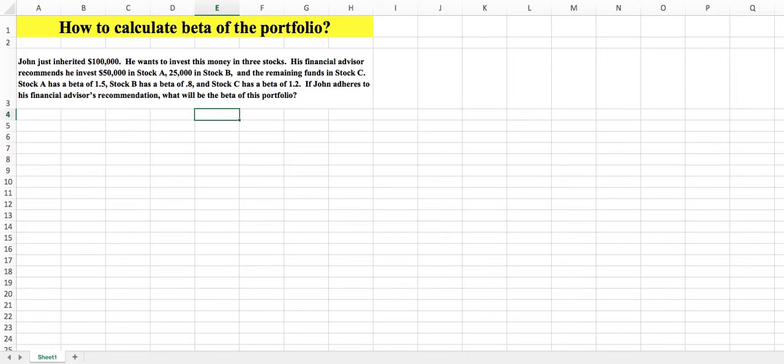So to solve this, I'd love to go right to the Excel spreadsheet. The way I would solve this is I set up a kind of template that I can use pretty much for solving the beta of a portfolio, but also for solving the expected rate of return as well. So the first thing I'm going to do is set up my labels. We're going to call this stocks. Then we're going to put beta. And then we'll put the weights. All right, so first we're going to have stock A. Then we're going to have stock B. And we have stock C.